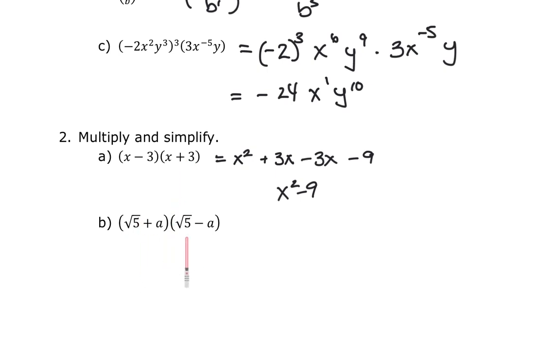Since I know this is the difference of squares, I see the square root of 5 in the first position of both factors. I see a positive and a negative a in the second position. I know this is the difference of squares. The difference of squares is the first term squared, so I have the square root of 5, the quantity squared, minus a, the quantity squared. But the square root of 5 squared is just 5, so it's 5 minus a squared.